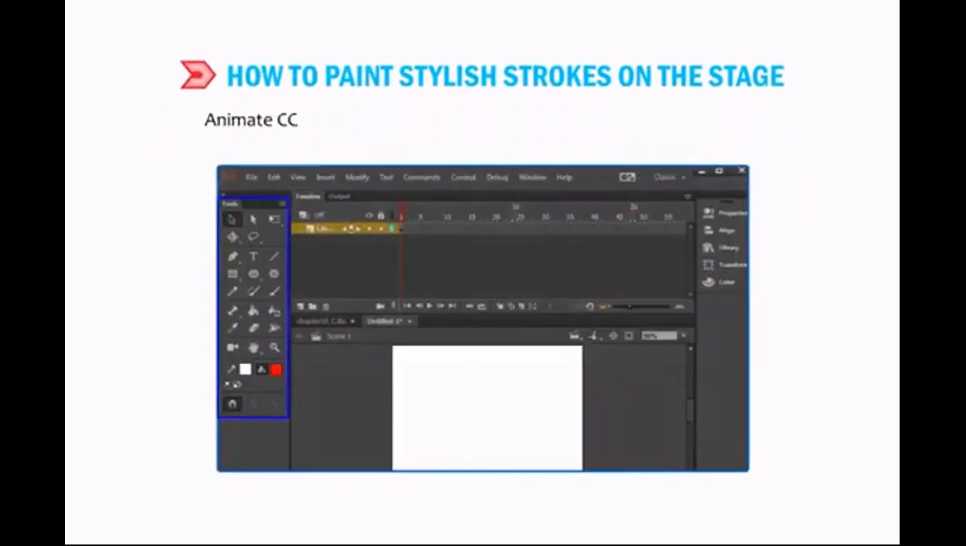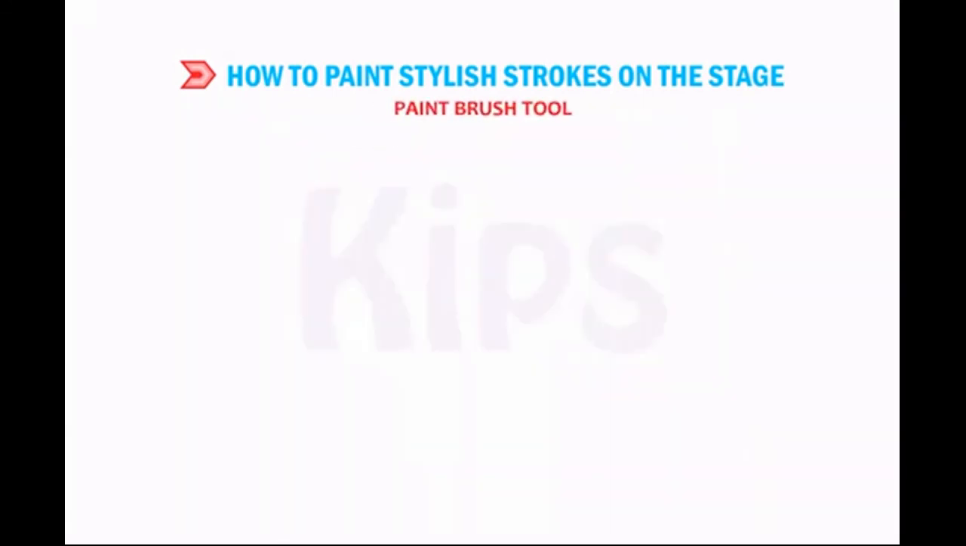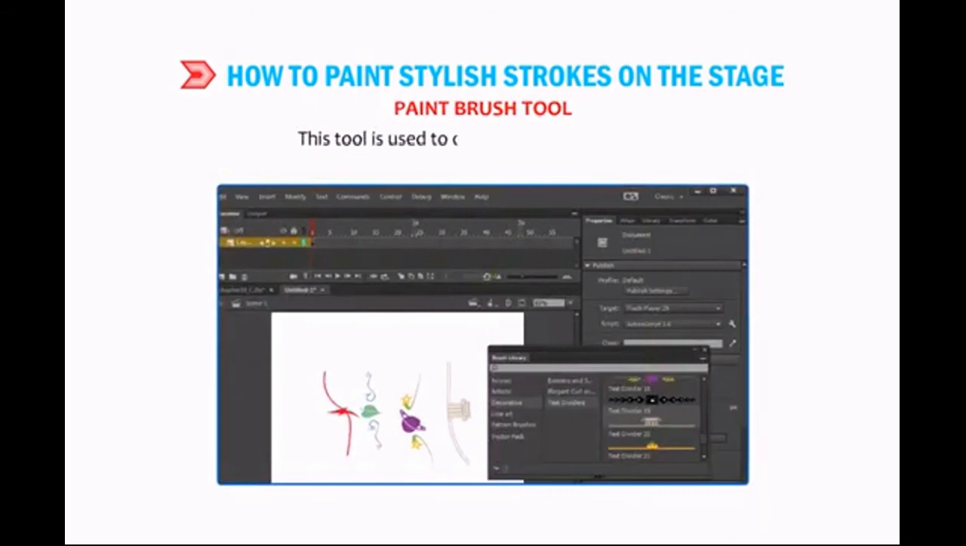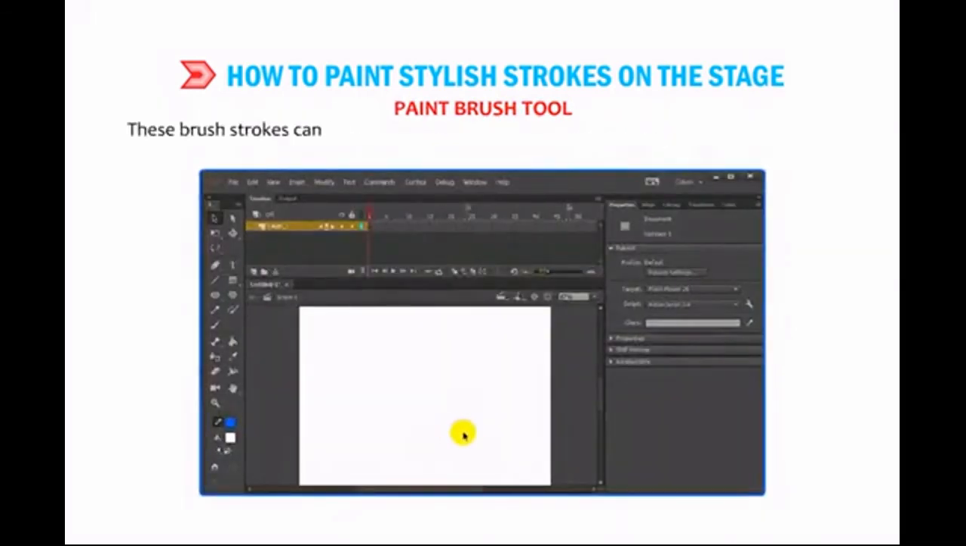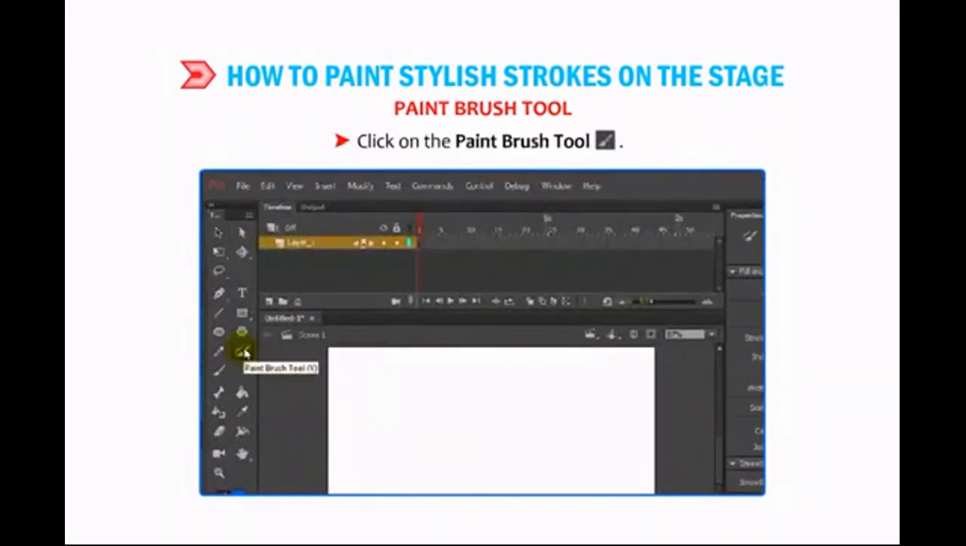Animate CC provides you a new tool that enables you to get creative. This tool has symmetry brushes, which allow you to draw cool, symmetrical, interesting textures, patterns, and drawings. Paint Brush Tool. This tool is used to draw stylish brush strokes. These brush strokes can be applied on the existing objects, or you can use it to draw any path on the stage.